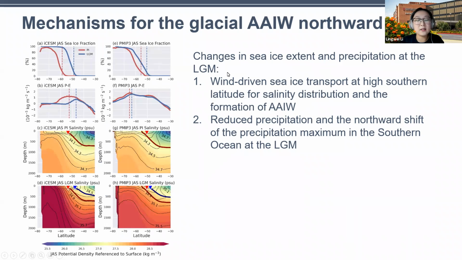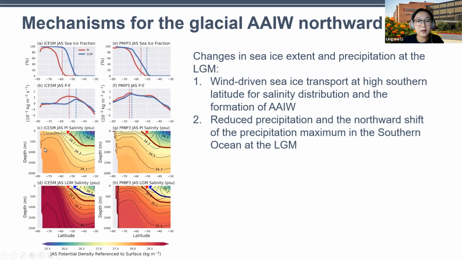To further explain the glacial AIW northward shift, we explore the physical mechanisms for the northward shift of sea surface salinity minimum at the LGM. And we found that changes in both sea ice extent and hydrological cycle play two dominant roles in the northward shift of AIW at the LGM.